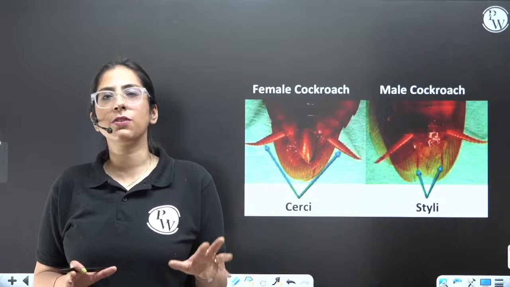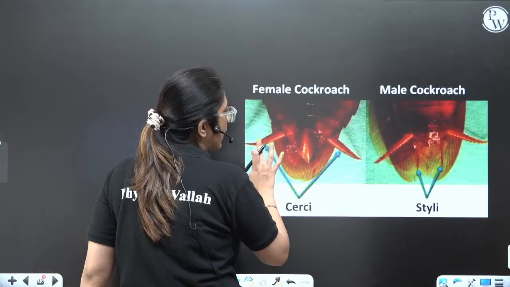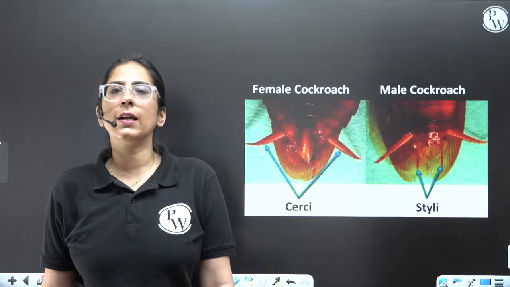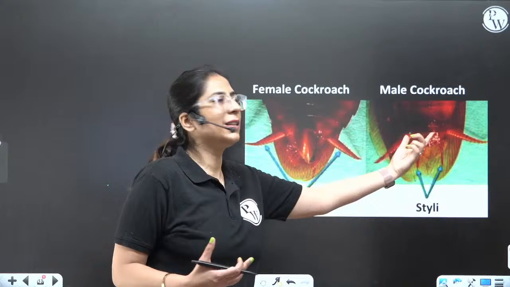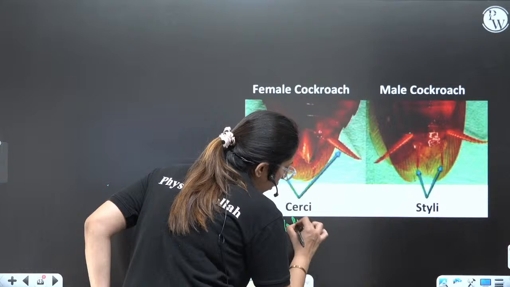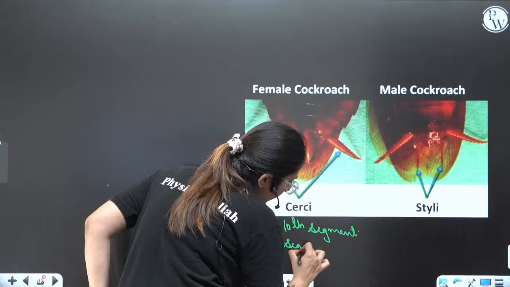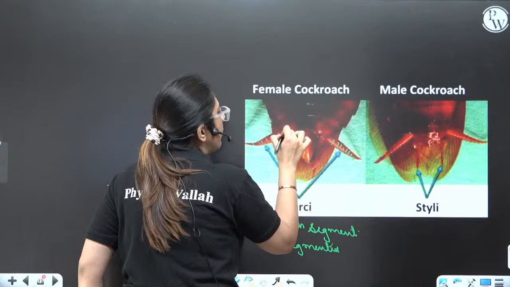If I talk about a female cockroach, you will see the anal cerci are there. And even in the male cockroaches, anal cerci are there. Anal cerci are the structures present at the last segment. They are present at the 10th segment, right? Where are they present? At the 10th segment of both the cockroaches. They are segmented, in the sense, if you look at them, they are having segments.